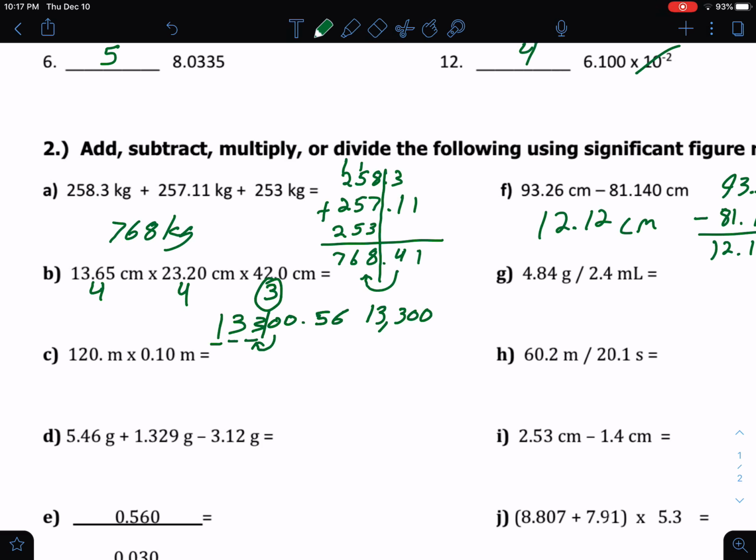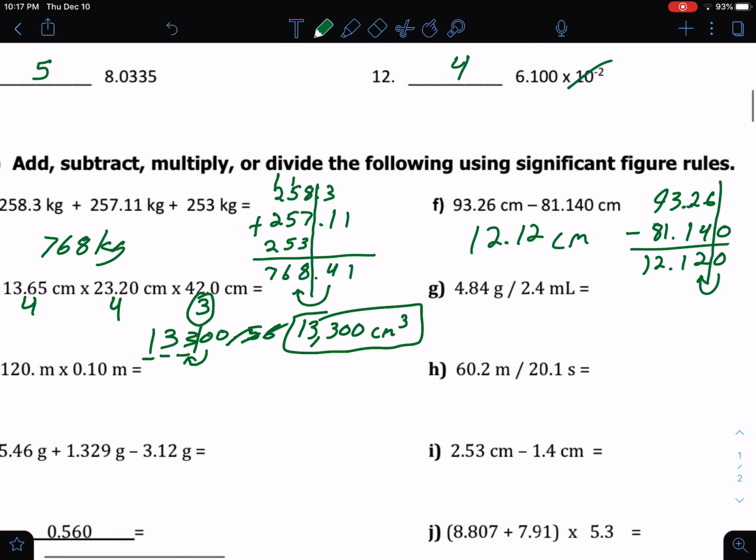Okay, so you have to be careful with this. You cannot round that to 133. So 13,300 does not round to 133. Okay, so it is still 13,300, but we got rid of that 5 and 6 and that decimal place. Okay, so since there's no decimal place here, these trailing zeros do not count. Okay, so this would just be 13,300 centimeters cubed.